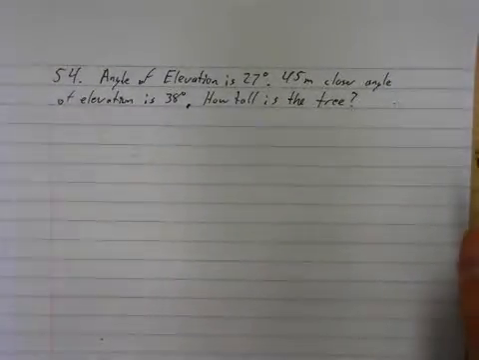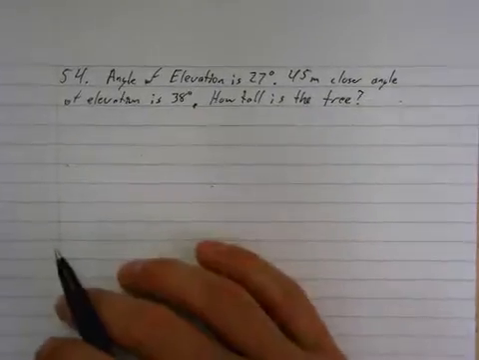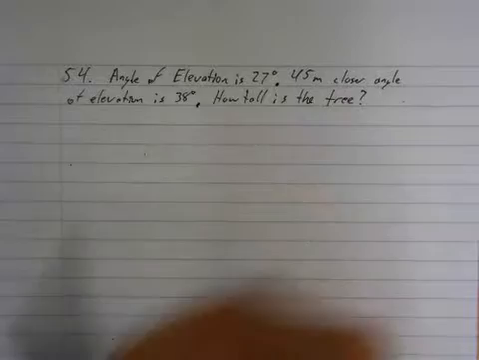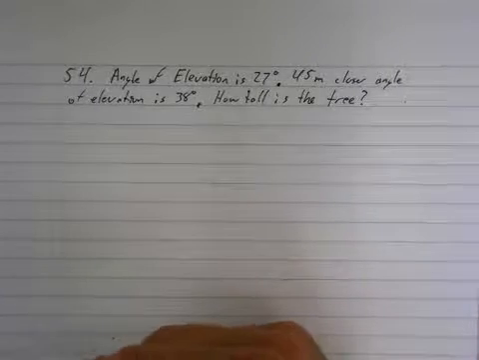The angle of elevation to a tree is 27 degrees. From 45 meters closer, the angle of elevation changes to 38 degrees. How tall is this tree?